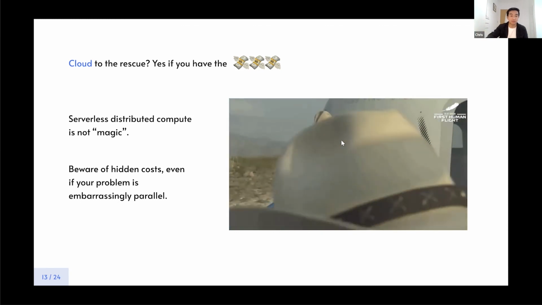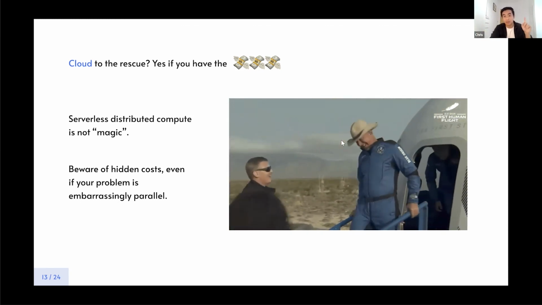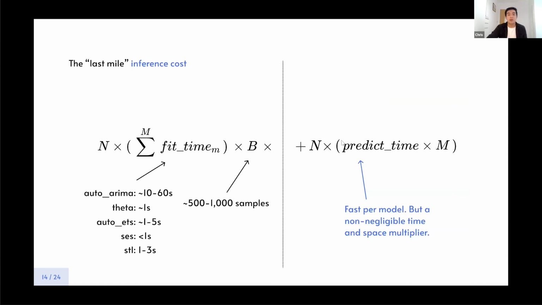These quickly accumulate, even if your problem is embarrassingly parallel. And of course, let's not forget, when you're running all these benchmarking models, these univariate models at scale, like fitting one ARIMA per time series, you must also add in the inference cost, right? Generally speaking, the inference cost is constant across different models, unlike the fit time. But it is still a non-negligible time and space multiplier, right?